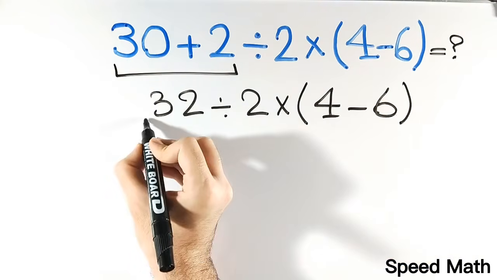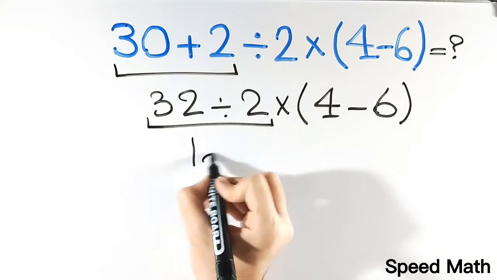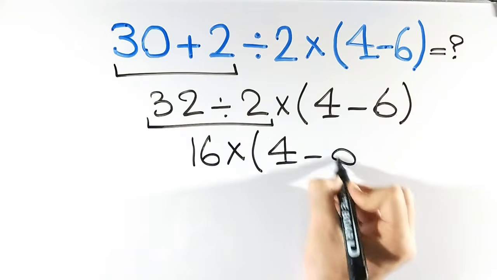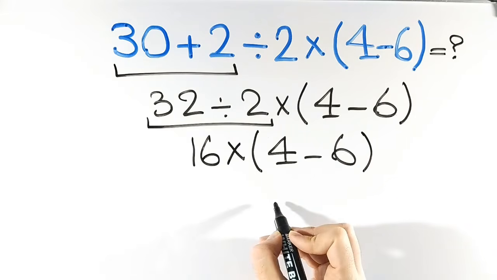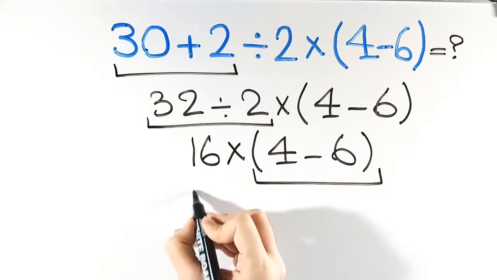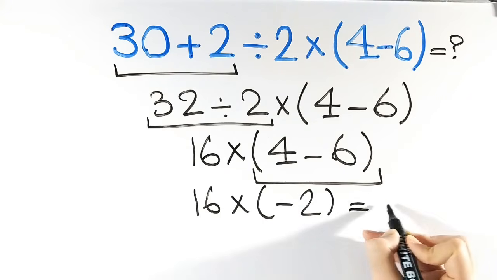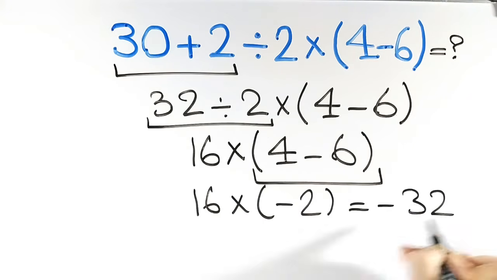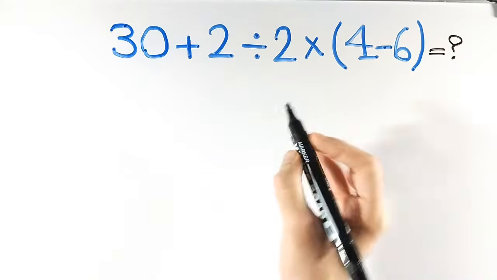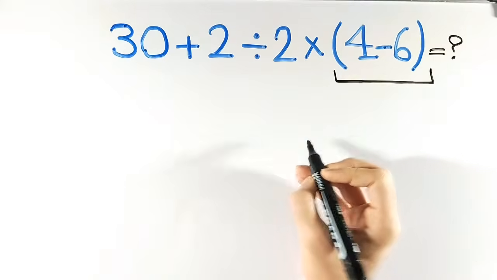In the next step, they go for the division between 32 and 2 and write this expression as 16 multiplied by (4 minus 6). Then they go to the expression inside the parenthesis and write this expression as 16 multiplied by negative 2, which finally gives them the answer negative 32. But that's definitely wrong.